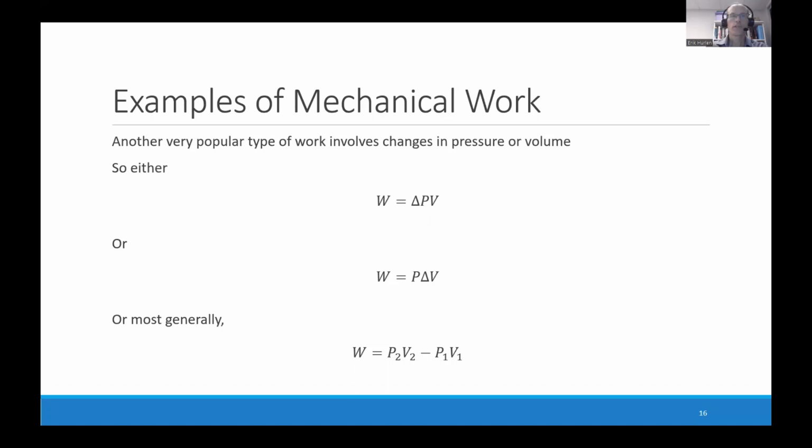Another form of work we see a lot in this class has to do with changes in pressure or volume. Either the pressure changes, in which case the work put in is this change in pressure times the volume, delta P times V. If the volume changes, then we have P times delta V. In the most general case, if both volume and pressure can change, then the work is given by the difference between the initial and final states, or W equals P2V2 minus P1V1, or final pressure times volume minus initial pressure times volume.